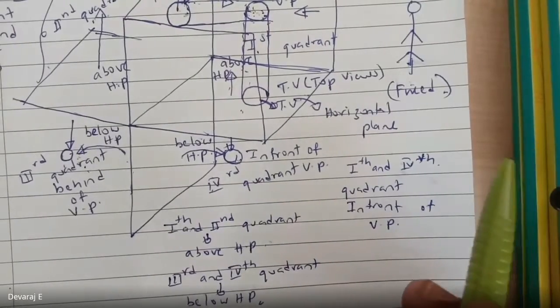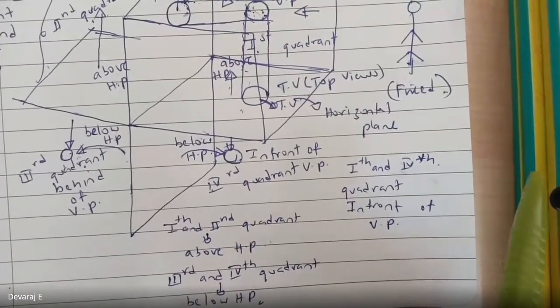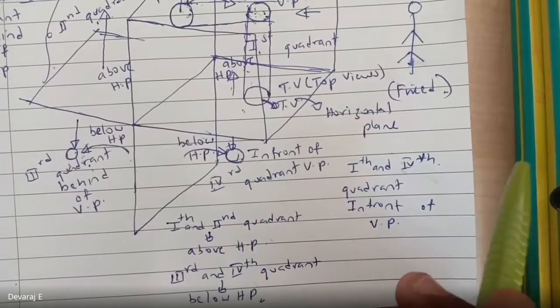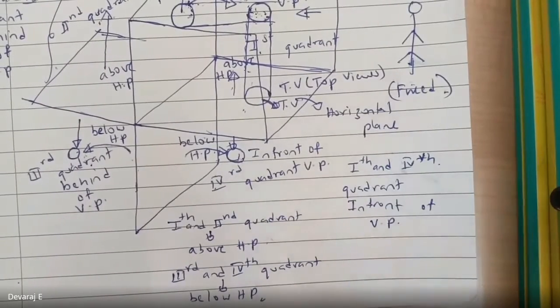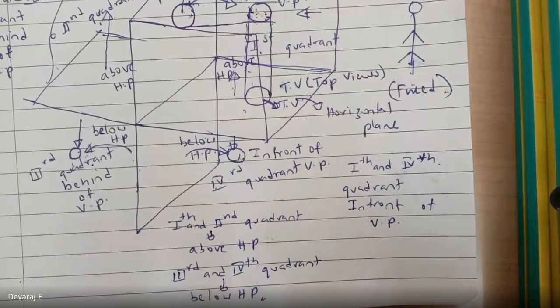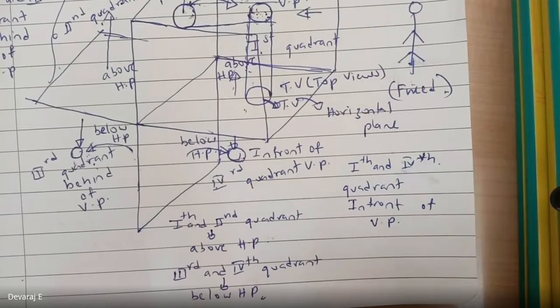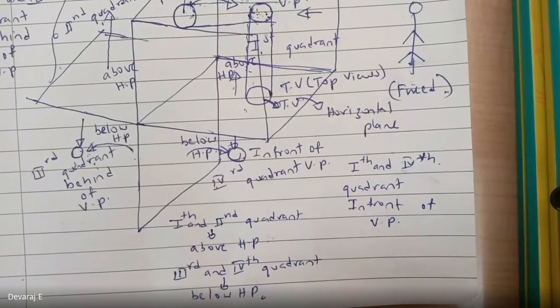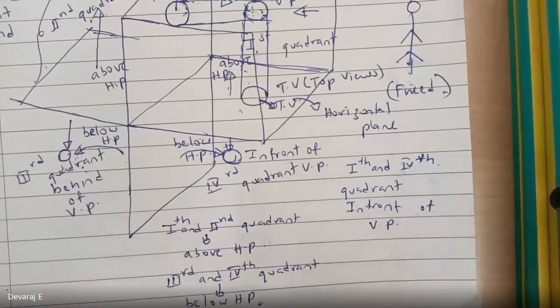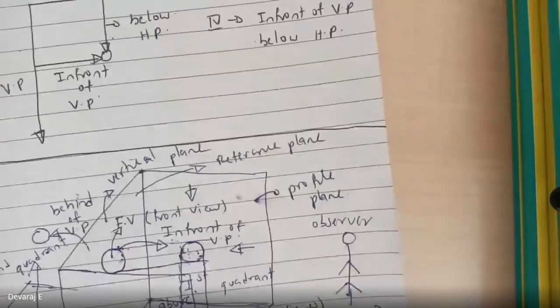Again, the object is kept behind VP and above HP. Second quadrant, sir. Kindly listen to the question carefully: behind VP and above HP is the second quadrant. Good. Anyway, I'll show the figures, whatever I explained in the previous class.